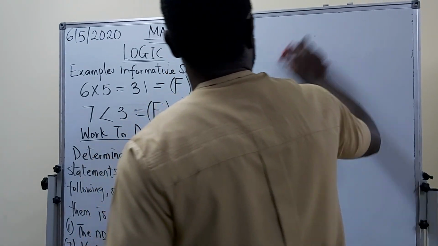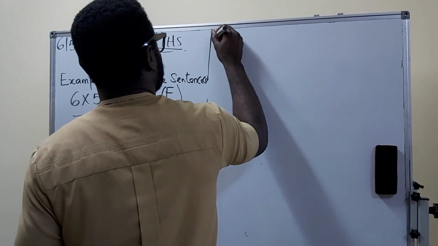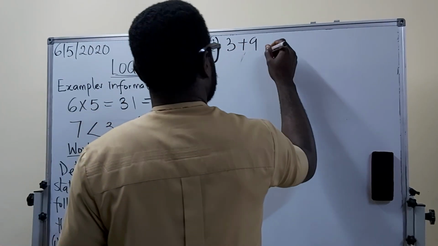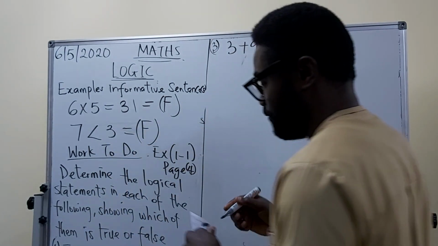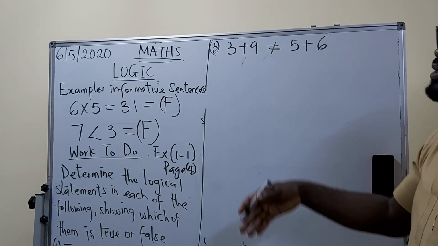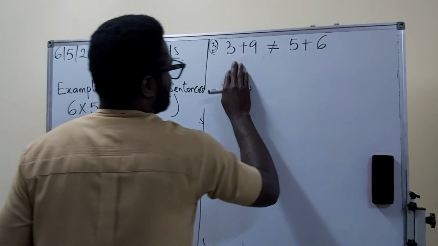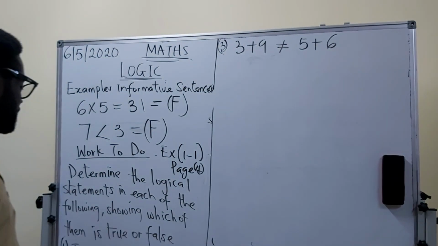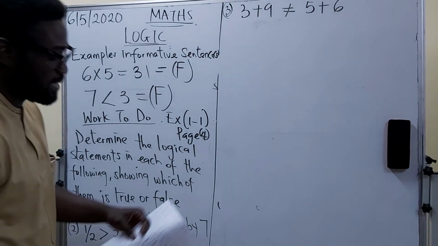So I'll rub it off so that I'll be able to write the last exercise for this work to do. 3 plus 9 is not equal to 5 plus 6. I want to believe you all know this sign. When you have an equal sign with a stroke over it, it shows it is not equal. That is a mathematical way of saying something is not equal to another. So what you need to do is to determine. Determine means judge. You are the judge here over all these statements and cases.